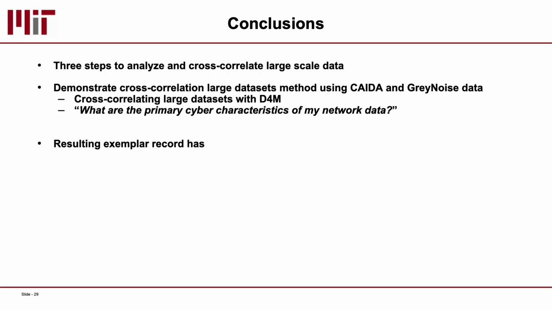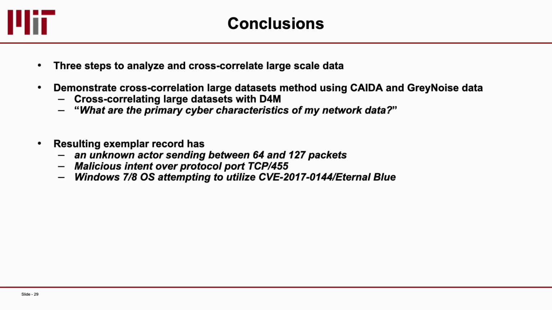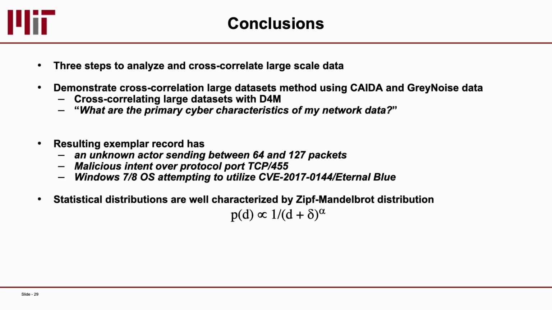The analysis revealed that certain adversarial activities dominate the traffic. The typical adversary is an unknown actor sending between 64 and 127 packets with malicious intent over protocol port TCP 445 using Windows 7, 8 operating system and attempting to utilize CVE-2017-0144 or Eternal Blue.